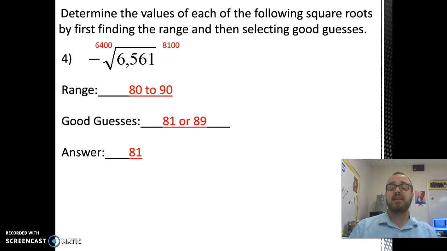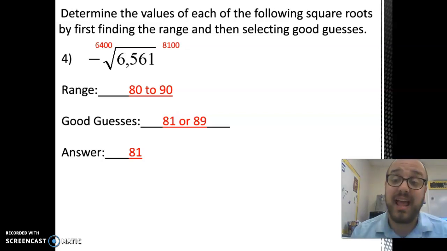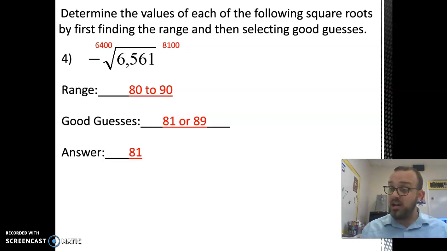Okay, so if you take a look here, I said this one fell between 6,400 and 8,100. That means that my range is from 80 to 90. The two numbers that will multiply and end in 1 will be 1 and 9. So 81 and 89 are my two numbers. 9 times 9 is 81, so that's why it's that one. And so my answer is 81 because this is much closer to 6,400 than 8,100, and 81 is closer to 80.